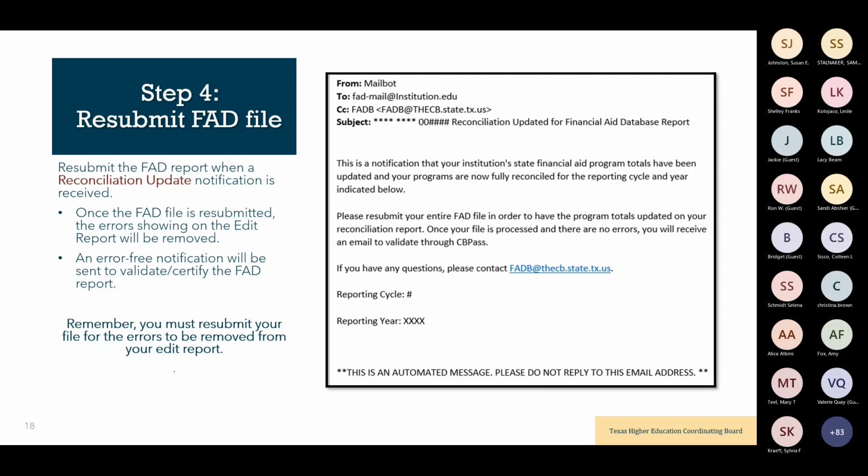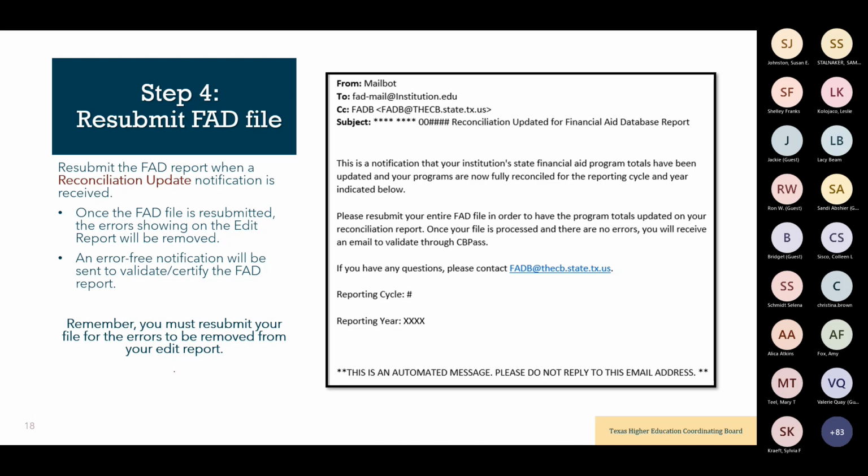Okay. So once you've gotten through reconciliation and you've gotten all the funds returned, then you're going to submit everything. Then we send you a notification that says, hey, we've updated our numbers, go ahead and resubmit your file. We're going to do another round of edit checks and cross checks, and then it's going to tell us whether or not you're good to go. If it goes through smoothly, you're going to get an error-free notification that says, hey, you're all done, it's ready to validate or certify. But that won't happen until we get all your money, we get all your forms, and everything's good.